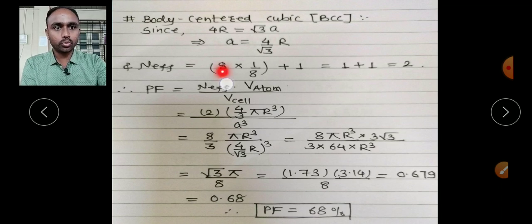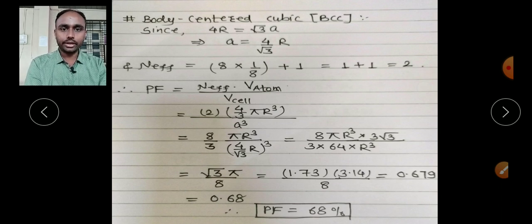So, 8 into 1/8 is 1, plus 1, that is 2. So, in case of the BCC unit cell, the effective number of atoms is 2. That means the total number of atoms present in the BCC unit cell is 2, as compared to the simple cubic, where it is only 1.